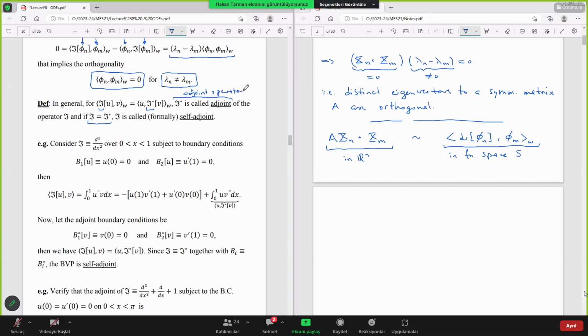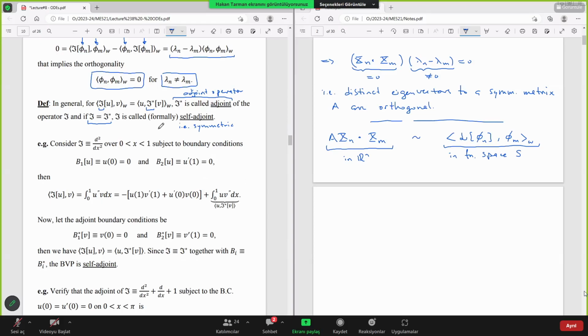If it turns out that your adjoint operator is the same as your original operator, then we have self-adjointness, i.e. symmetry, okay? All right, so we don't use symmetric in function spaces. Symmetric is only reserved for Rn. For function spaces, we use self-adjoint.